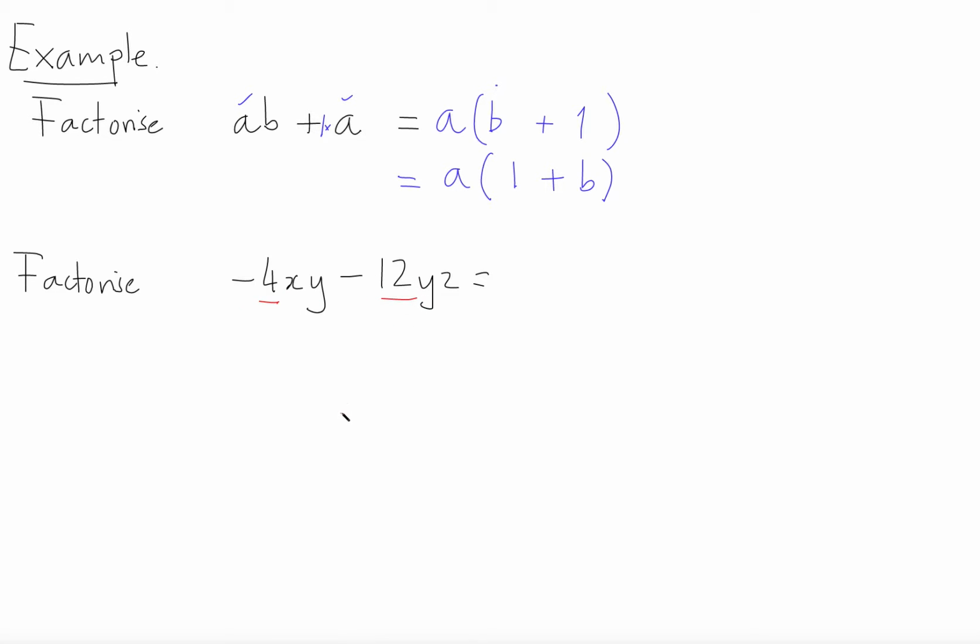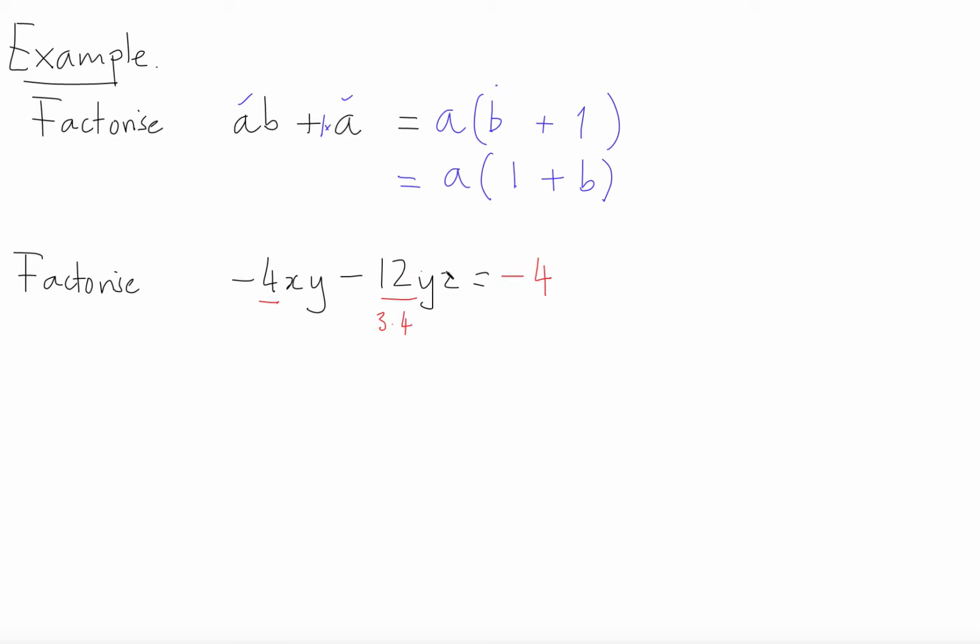Let's look at the numbers. Is 4 a factor of 12? Well, yes it is, because we can write 12 as 3 times 4. So 4 is a common factor, and in fact negative 4, because it's negative 4xy here and negative 12yz here, so we can take out a negative 4, because negative 4 is common to both these two terms.